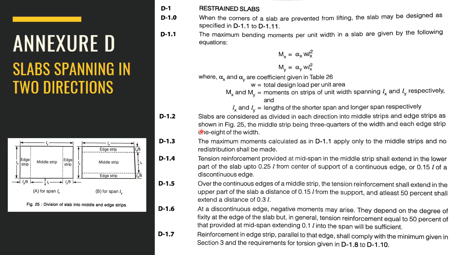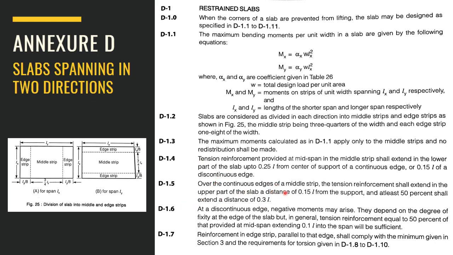Slabs are considered as divided in each direction into middle strips and edge strips as shown in this figure. The middle strip is 3 by 4 of the width, and each edge strip is 1 by 8 of the width. The tension reinforcement provided at mid-span in the middle strip shall extend in the lower part of the slab up to 0.25 L from the center of support at a continuous edge, or 0.15 L at a discontinuous edge. These are some criteria for slabs spanning in two directions.